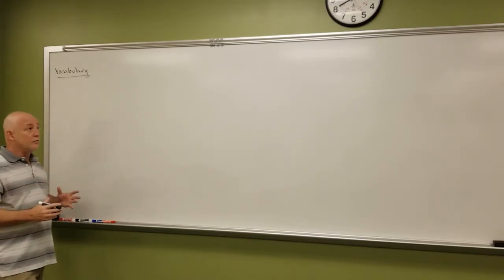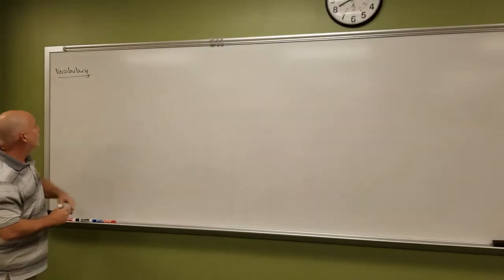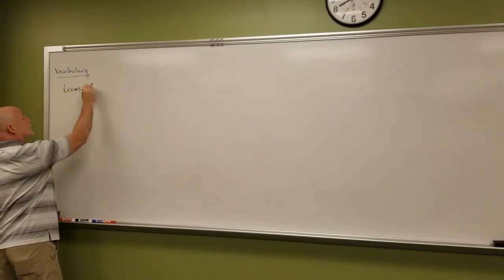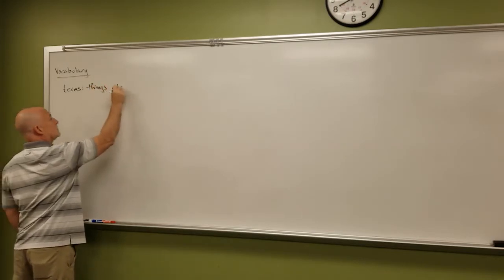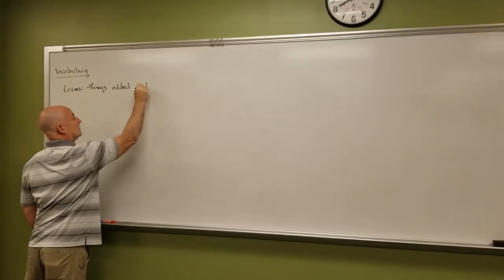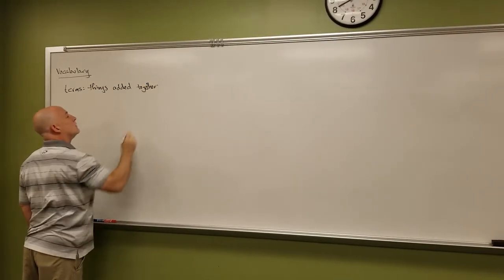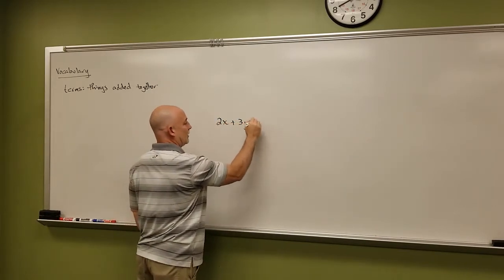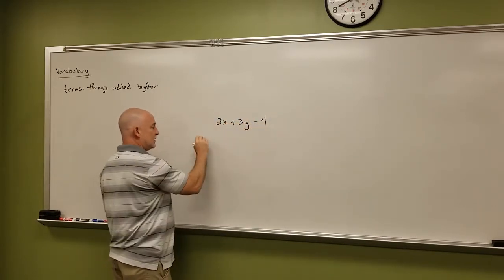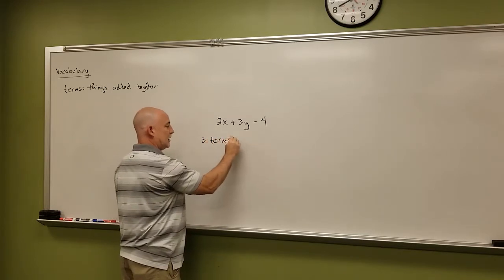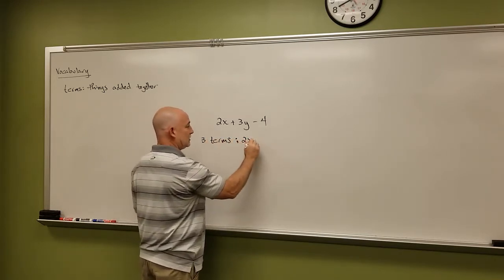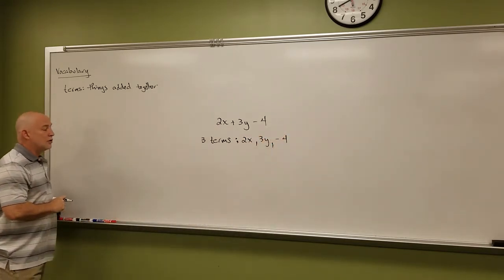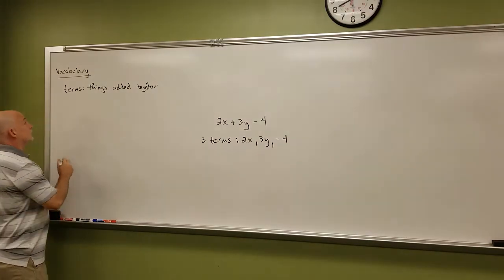So what are terms? Let's start here with just some of our basic definitions. So terms, very simply, are just things added together. All right, very, very simple. So if we were to come over here and I give you something like 2x plus 3y minus 4, then here we have three terms. And the terms are here, we'd have a 2x, a 3y, and a negative 4. So very, very simple. Terms are things that are added together.